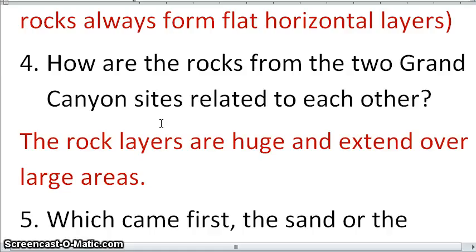How are the rocks from the two Grand Canyon sites related to each other? And we're talking about the rock layers. Rock layers are huge and they extend over very, very large areas, much larger areas than just the Grand Canyon. They're going to extend over areas that might affect multiple states or multiple parts of a continent. So they are extremely massive. Things that form these rock layers would have happened to huge areas of the Earth's surface. So that's why they're going to extend over these large areas, and we're going to find those same rock layers at multiple parts on the Earth's surface.